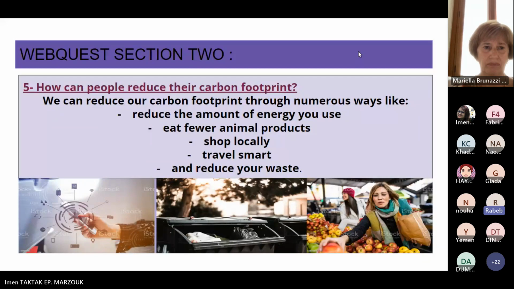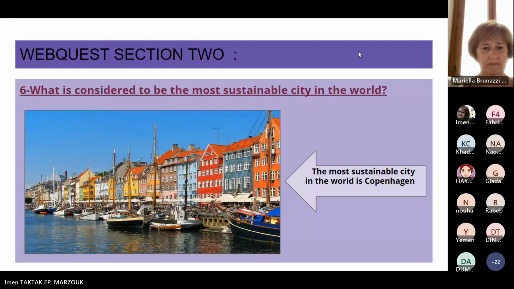How can people reduce their carbon footprint? We can reduce our carbon footprint in numerous ways, like reducing the amount of energy you use, eating fewer animal products, shopping locally, traveling smart, and reducing your waste. What is considered to be the most sustainable city in the world? The most sustainable city in the world is Copenhagen.